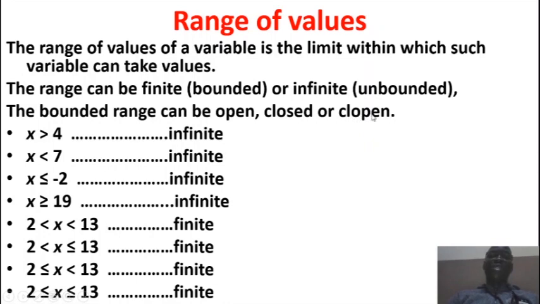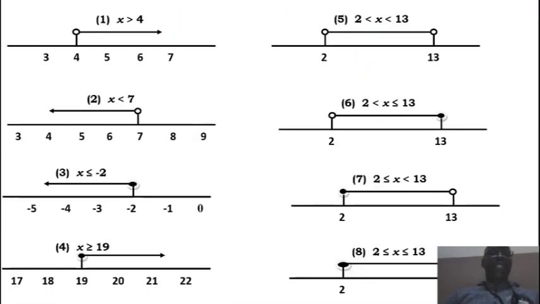Clopen what? Clopen range of values or clopen sets, because each of them is a set. The last one is closed on both sides, so it is actually called the closed range. Now, 5, 6, 7, 8, the last 4, they are all called bounded sets, bounded range of inequality, or range of values of x.